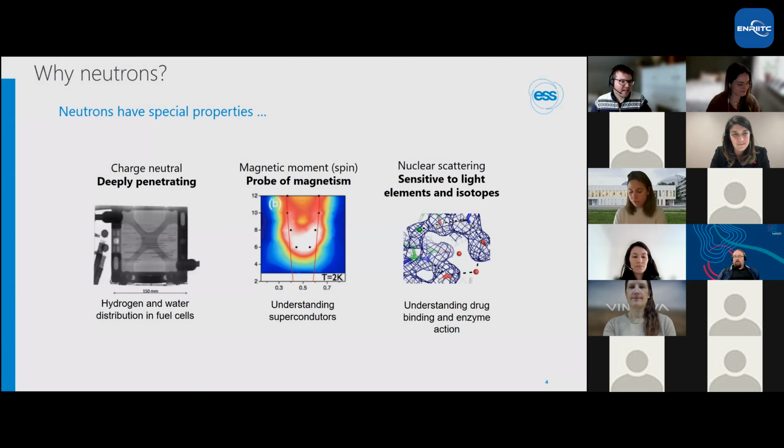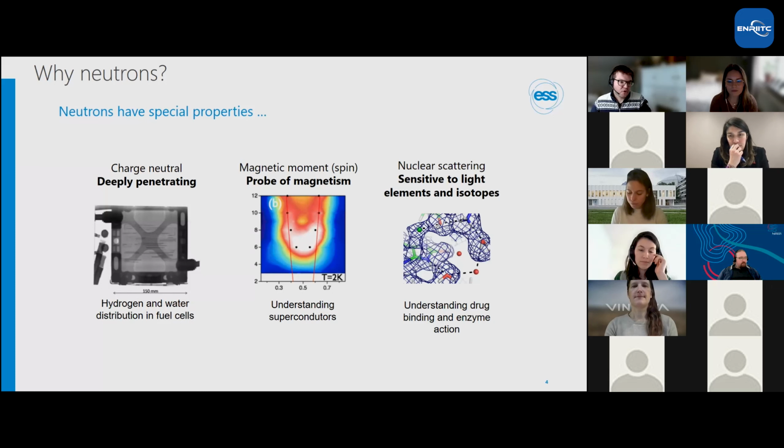So let's start out with why we actually use neutrons. Neutrons have some very particular properties that make them very suitable for the type of studies that are of interest not only for pure scientific, but also for industrial applications. Neutrons themselves are charge neutral, which means they are deeply penetrating. Then they also have a magnetic moment, which means that they can not only probe material structures, but also the magnetic structures, for example.